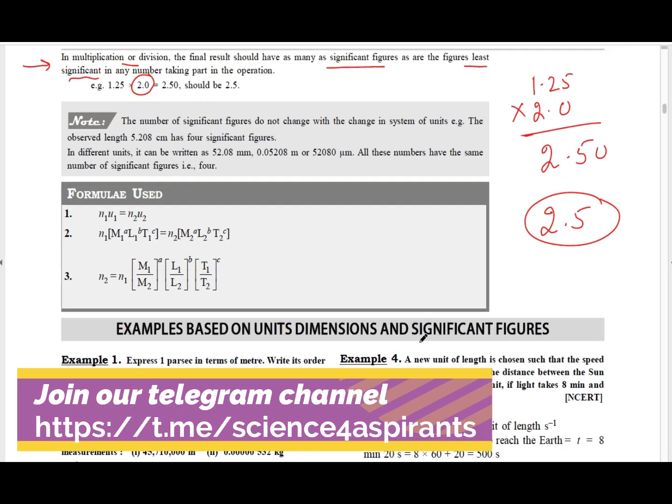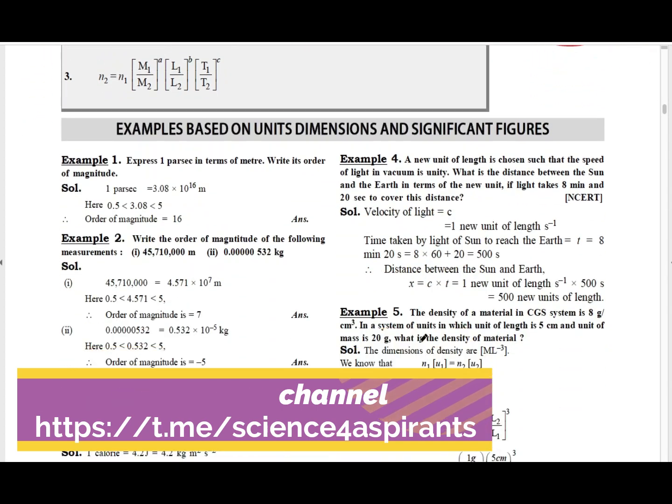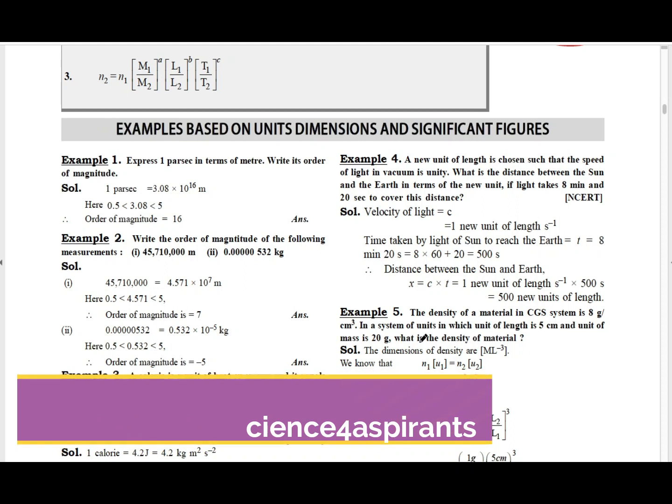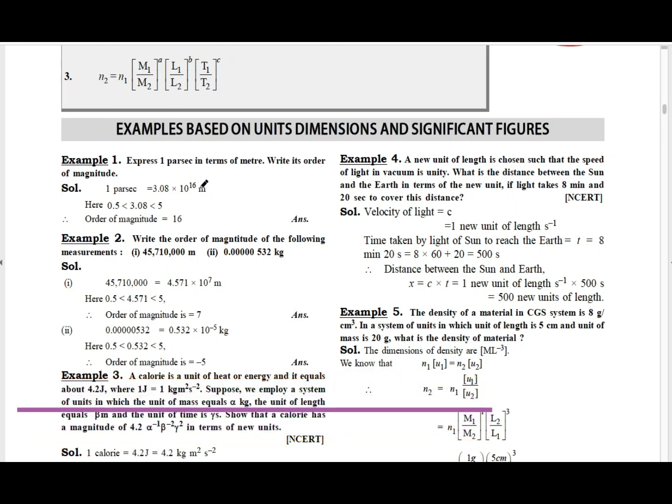In the second lecture we will discuss these examples, and then we will solve the numericals related to the theory part which we have discussed.